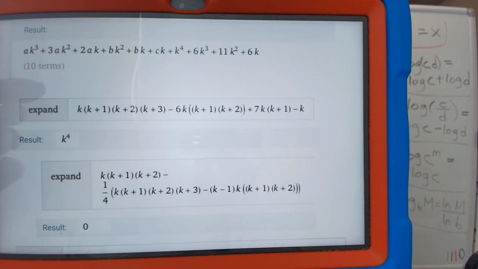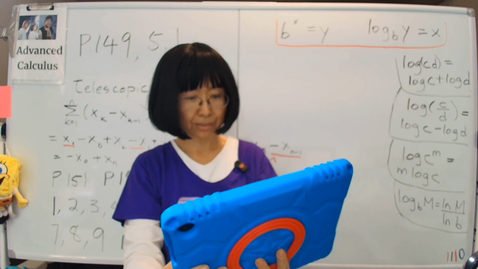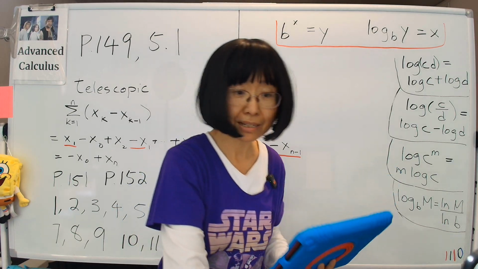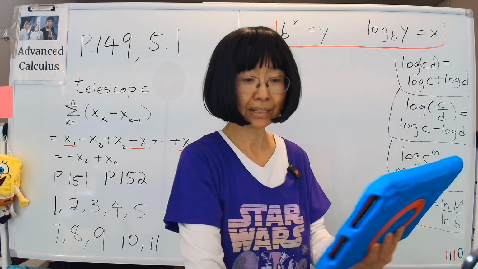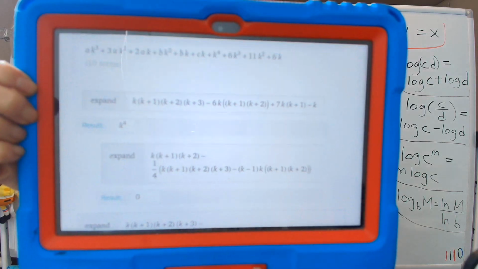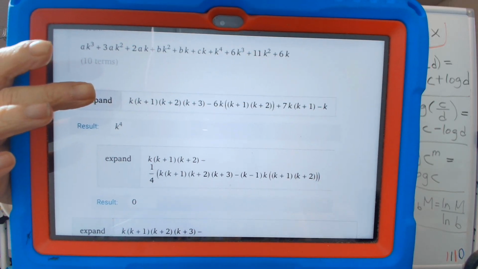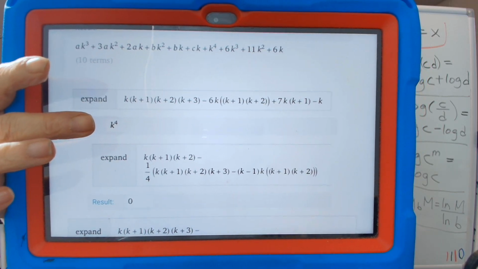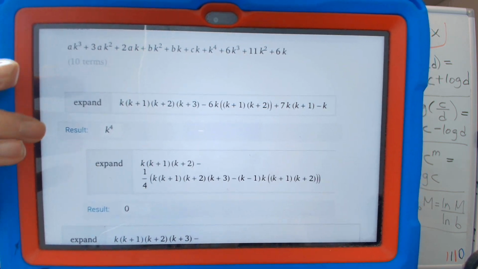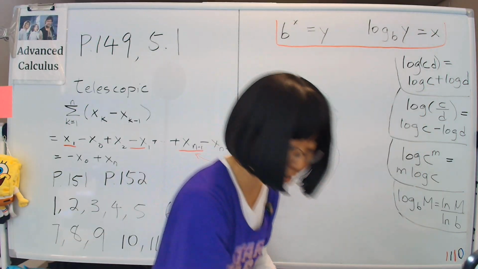Let me see. Give me a second here. Let me see where I did it. Right, I got it right here. See, when I plugged in A, B, and C, this whole thing ended up being k to the 4th power. All other terms disappeared. So those terms are all correct.